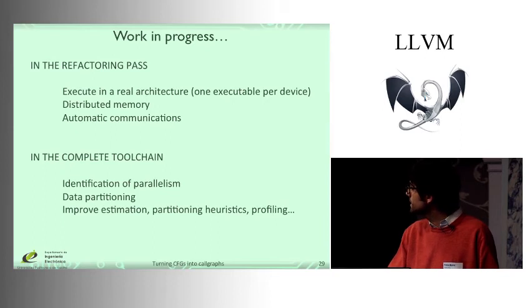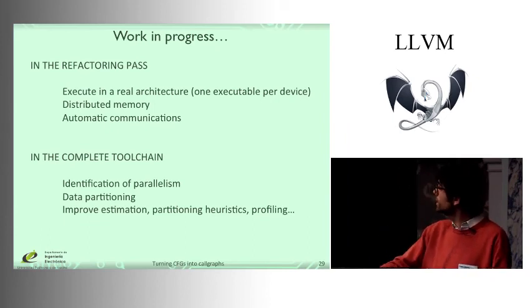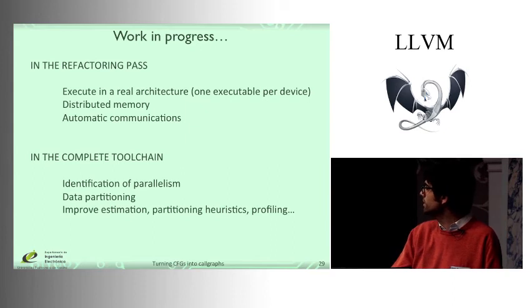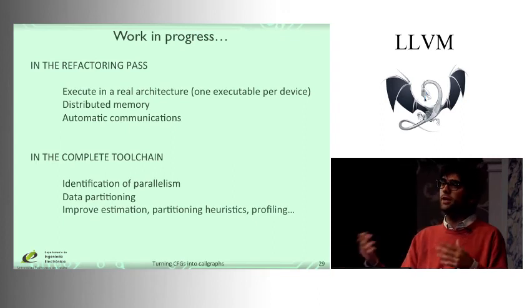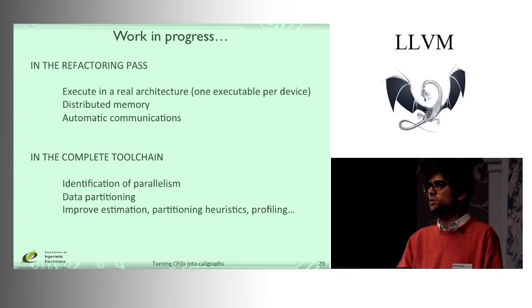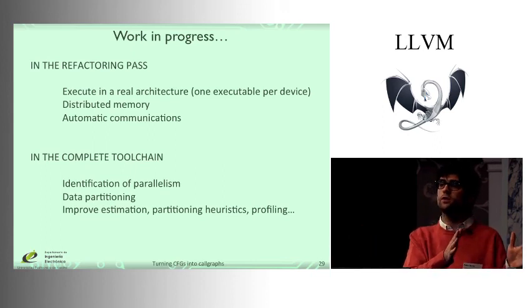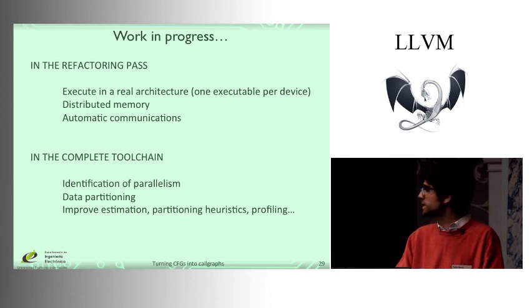And then it's really important for us to achieve automatic communications. In order to execute in real architectures, we first have to insert automatic communications, so each module can communicate with other modules, for instance, to get values of global variables or things like that. But in the complete toolchain, we also want to identify parallelism, if possible, automatically. So after all, this is an attempt to see how much of the porting process of sequential codes to HPC machines can be done automatically.